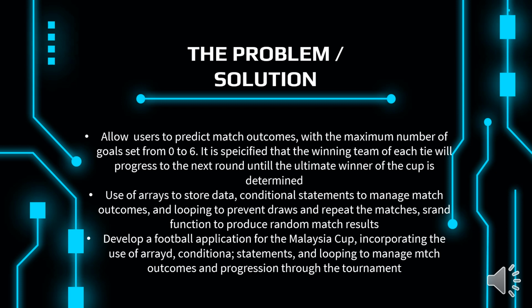Furthermore, the document emphasized the importance of presenting the result, suggesting the recording of a video that introduces all team members, explains the problem and the application, and details the solution implemented. To accomplish this task, the document suggests the use of arrays to store data, conditional statements to manage match outcomes, and looping to prevent draws and repeat the match. Additionally, the strength function is recommended to produce random match results.